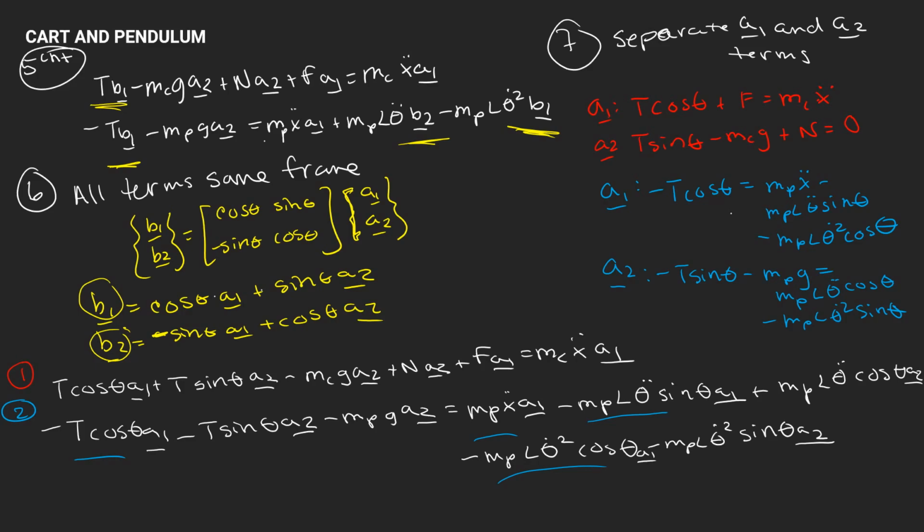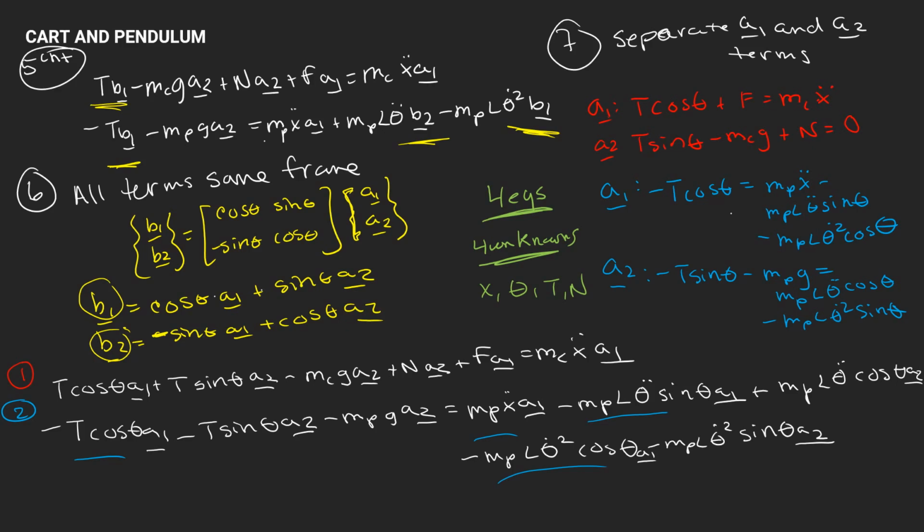So what we've done here in step 7 is now we have 4 equations. And it turns out we also have 4 unknowns in these equations. The unknowns are x, and we also have theta. We also have T, right? We don't know what T is. And we also have an N in there.